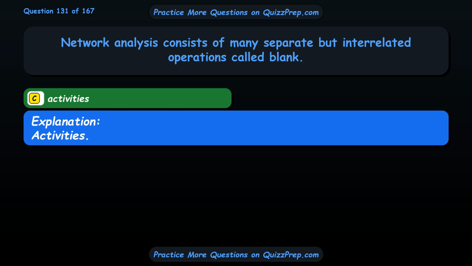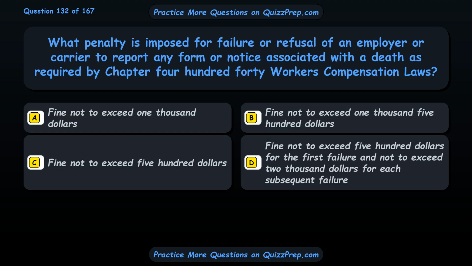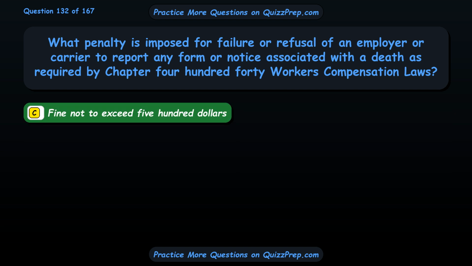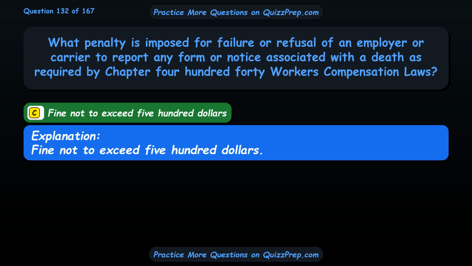Activities. Question 132. What penalty is imposed for failure or refusal of an employer or carrier to report any form or notice associated with a death as required by Chapter 440 Workers' Compensation Laws? Option A, fine not to exceed $1,000. Option B, fine not to exceed $1,500. Option C, fine not to exceed $500. Option D, fine not to exceed $500 for the first failure and not to exceed $2,000 for each subsequent failure. The correct answer is option C, fine not to exceed $500.